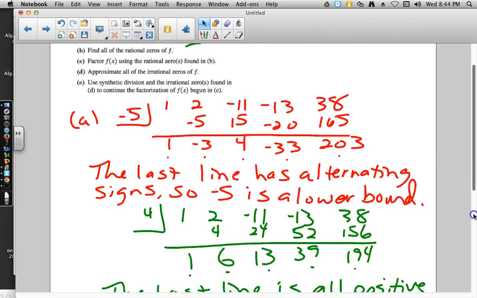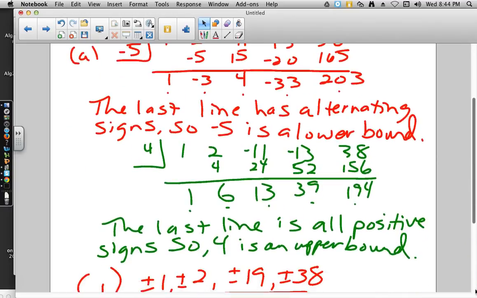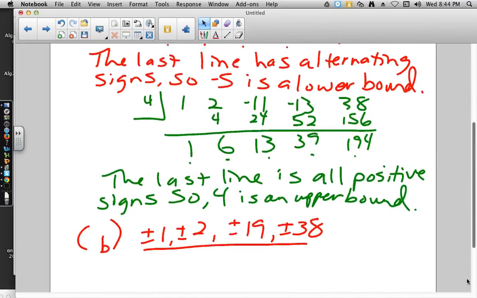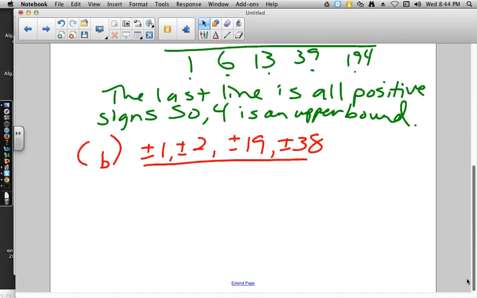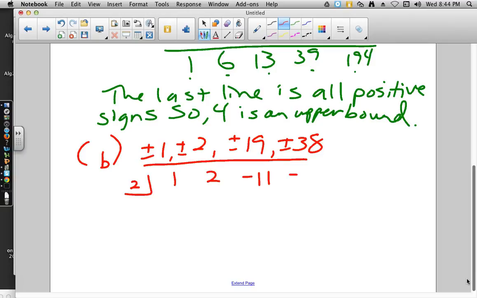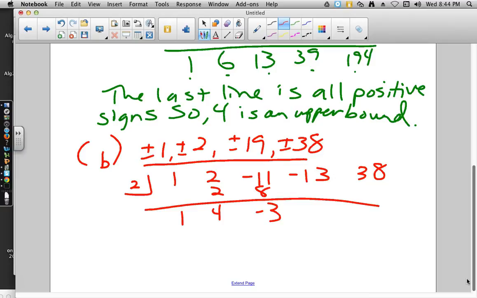So what I would want to do is check out the 2, but check it out not just once synthetically, but twice synthetically, and see whether or not it works. So checking out that 2, going back to the coefficients of 1, 2, -11, -13, and 38. Bring down the 1, multiply, add, multiply, add, multiply, add, multiply, and add. So pretty obviously 2 is a 0.